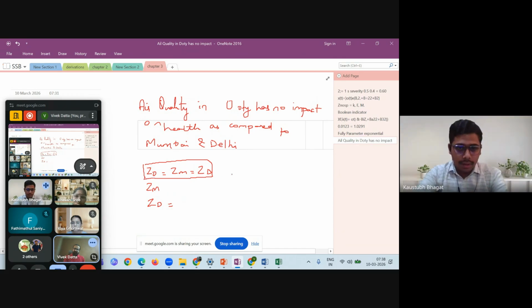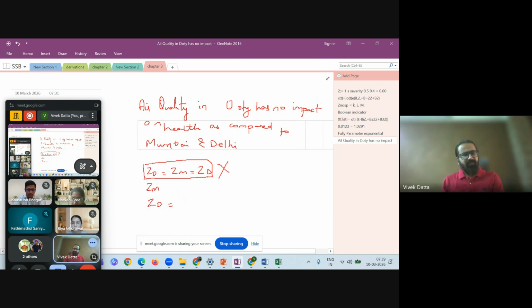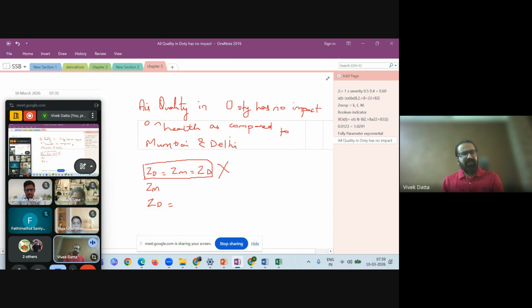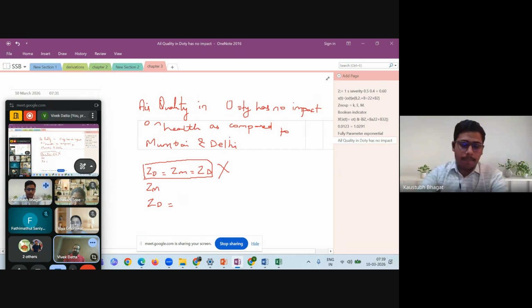From the statement, it doesn't seem like Mumbai and Delhi have impact. How? Air quality in Ooty has no impact on health as compared to Mumbai and Delhi. Okay. That means Mumbai and Delhi are slightly worse. Yeah.